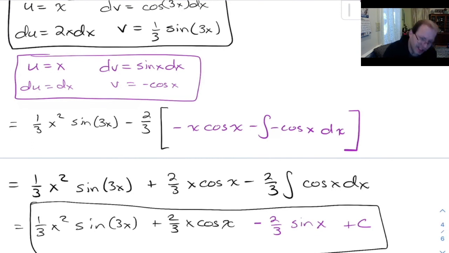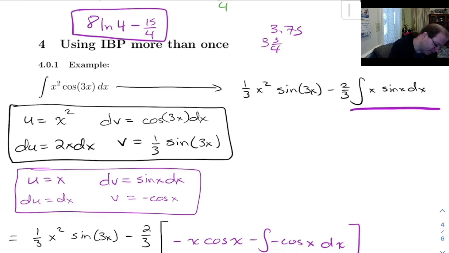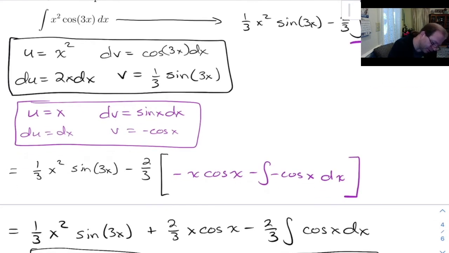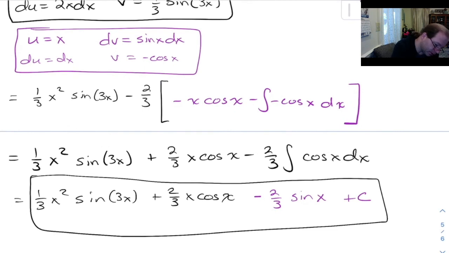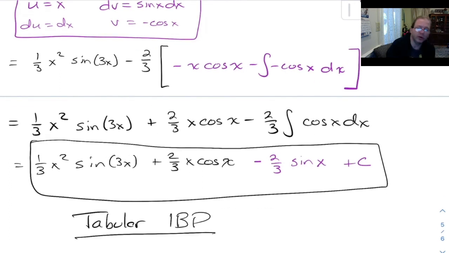Now, this can get tedious after a while. I mean, this wasn't exactly a short problem, but if you come back up here and look at it, if this had been, instead of an x squared, if that had been an x cubed, we'd need to use it 3 times. If it had been x to the 5th, we'd need to use integration by parts 5 times. And that gets old really quick. Fortunately, there's a method that we can use for this called tabular integration by parts. And we'll learn about that in an upcoming video. But that will make much shorter work of this type of problem.